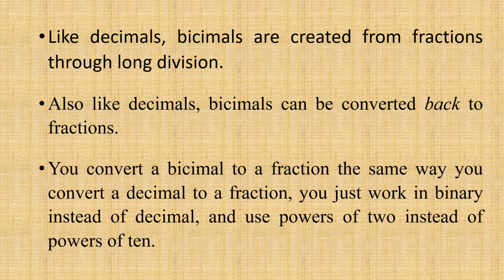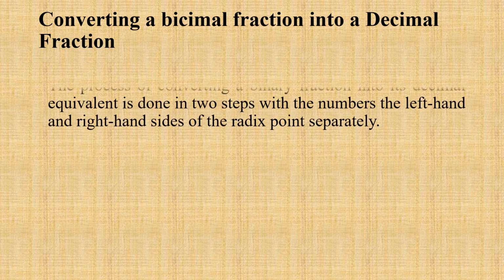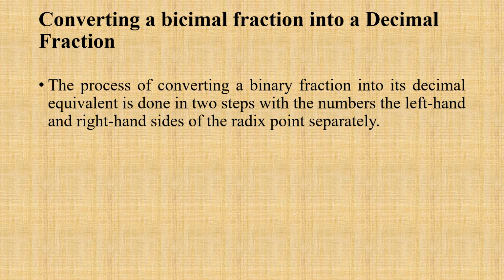You convert a bicimal to a fraction the same way you convert a decimal to a fraction, you just work in binary instead of decimal, and use powers of 2 instead of powers of 10. Converting a bicimal fraction into a decimal fraction. The process of converting a binary fraction into its decimal equivalent is done in 2 steps, with the numbers on the left-hand and right-hand sides of the radix point separately.